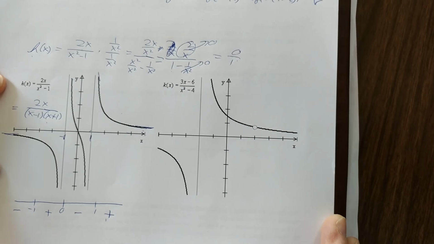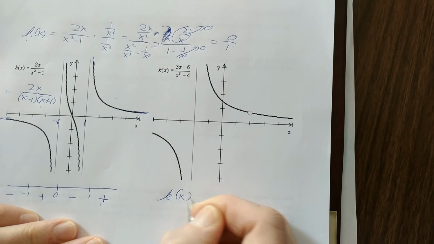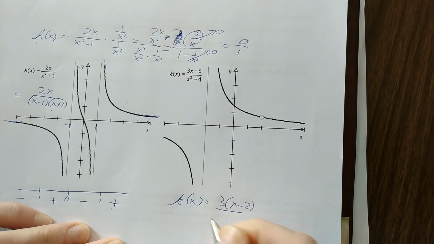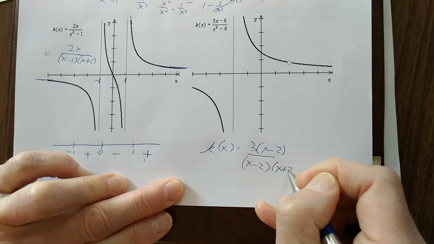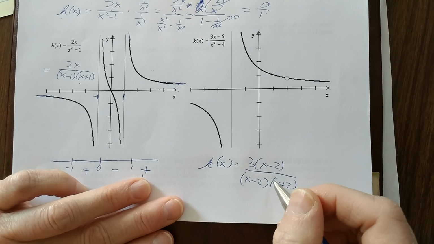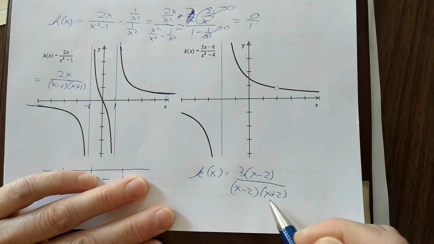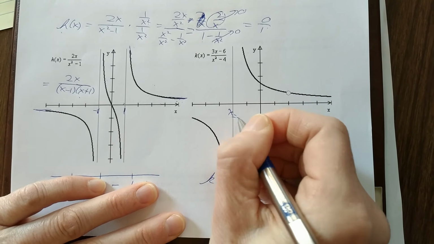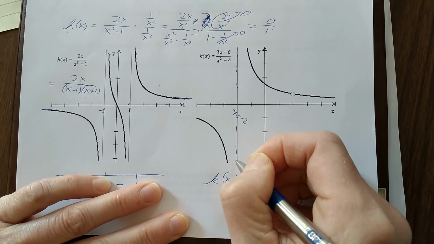Last example, k of x. Again, I'm going to factor it. So k of x equals 3 times x minus 2 over x minus 2 times x plus 2. Again, the domain is going to include everything except plus or minus 2, but this time we only have a vertical asymptote at x equals negative 2 right here, which when you draw by hand you draw dotted.